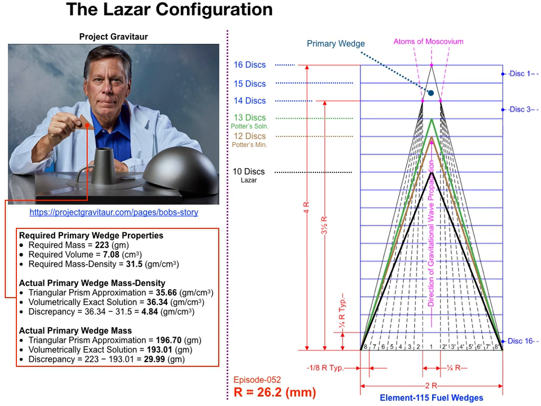As of the production date of this video, the Project Gravitaur website displays this image of Bob Lazar holding a primary wedge with a model of the element 115 reactor in the foreground. Given that Project Gravitaur's objective is to accurately reproduce Bob Lazar's story in a visual sense, we may assume that Bob Lazar has endorsed the dimensions of the primary wedge appearing in the image. Hence, this image begs the question, what are the dimensions of the primary wedge?